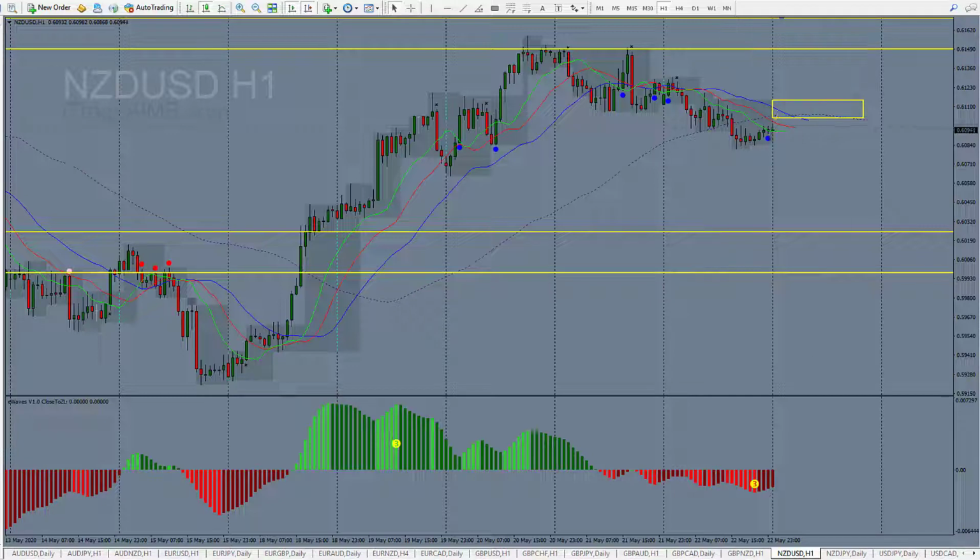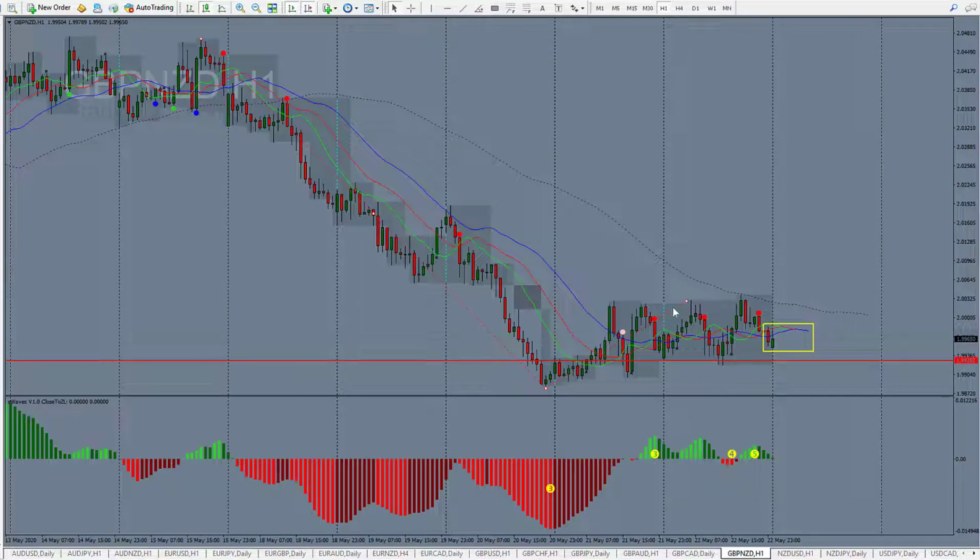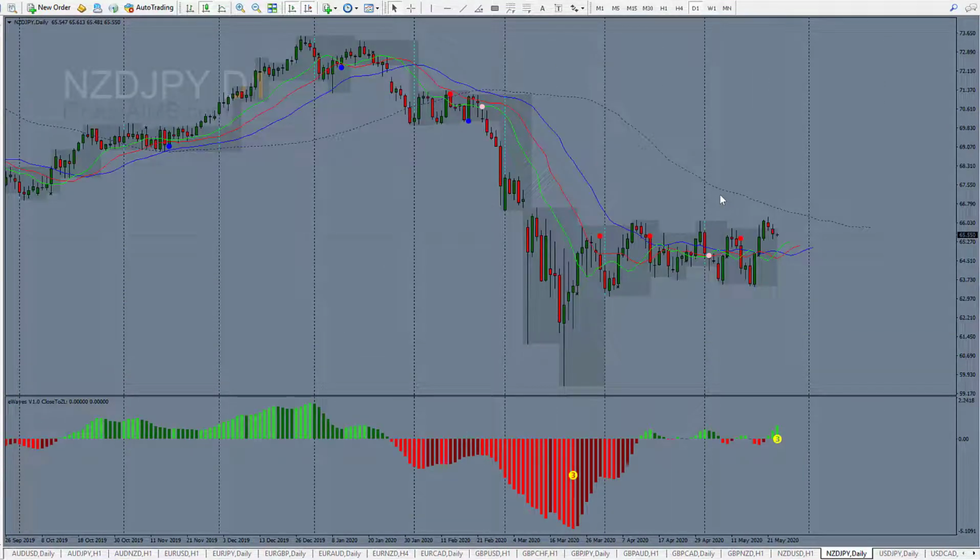Next one is the New Zealand dollar yen. So it has done a similar kind of thing. As you can see, this is the support, the resistance up there. It's hit it, then it's pulled back.